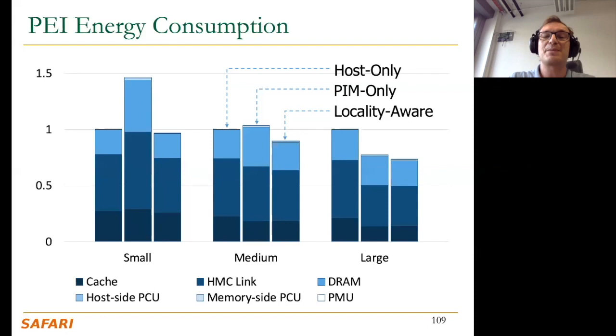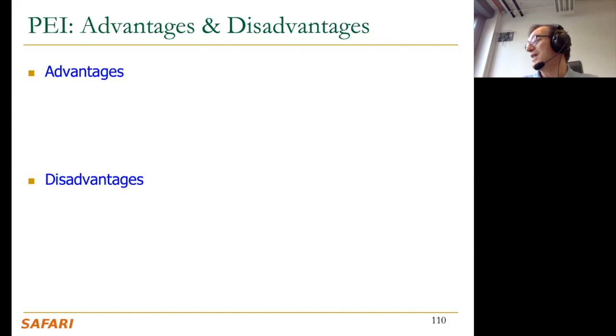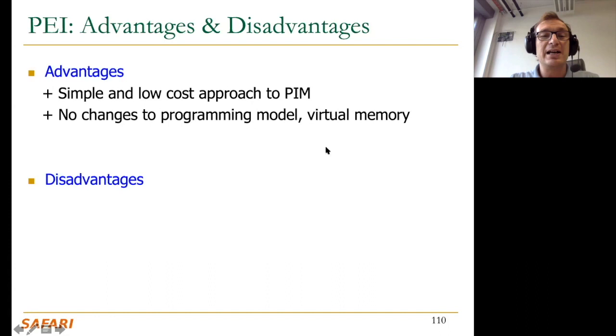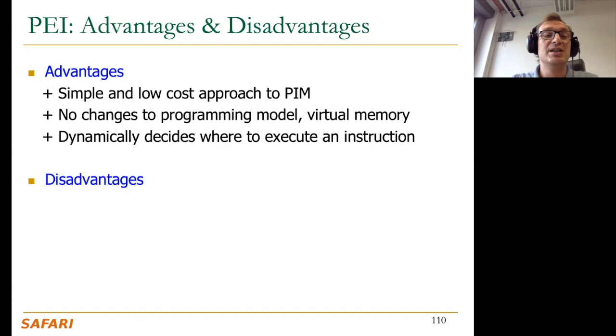Okay, if there are no questions, I'll go to advantages and disadvantages of this approach. Clearly, this is the minimalist approach, right? I don't know if it's the optimally minimal approach, but it's a minimalist approach. And clearly, it's a simple and low-cost approach to PIM, and it has advantages. It's easier to adopt. No changes to the programming model, virtual memory. Again, that's an advantage from an adoption perspective. And it dynamically decides where to execute an instruction. Again, that's advantageous because you're not statically bound, and you make a better decision dynamically.